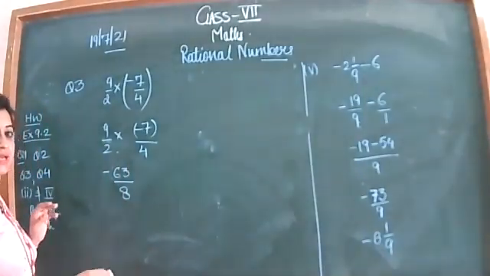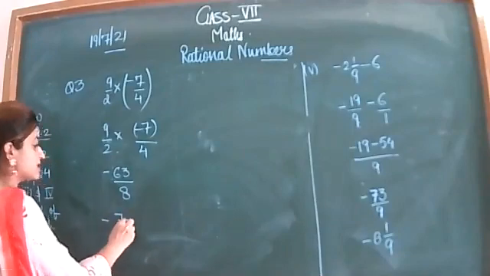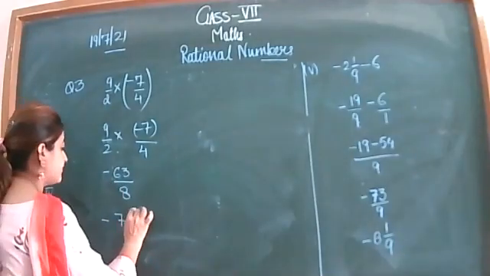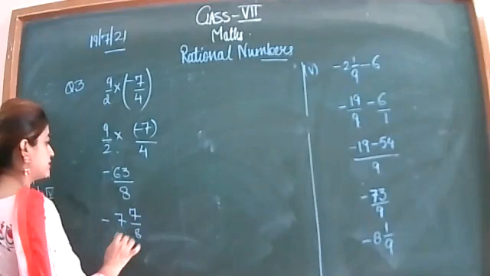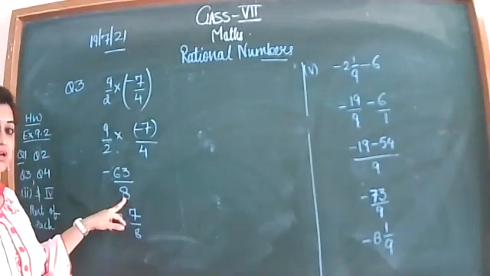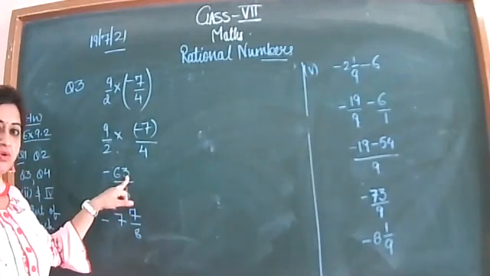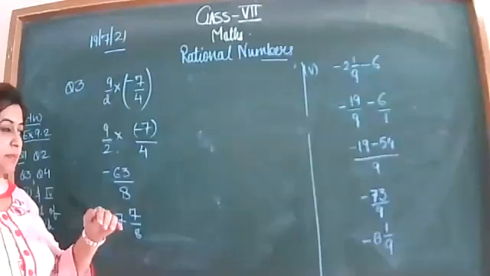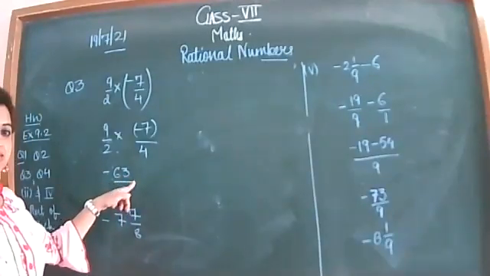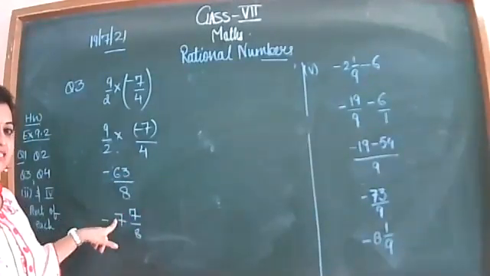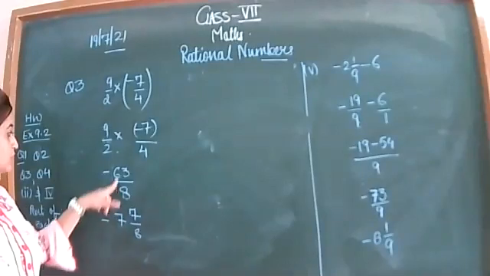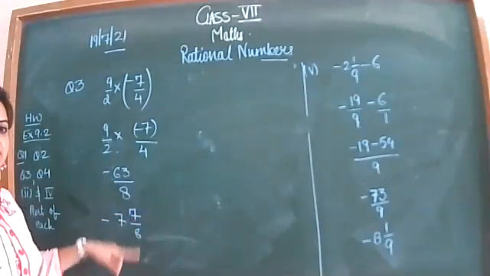Now divide them. 8 sevens are 56, 7 by 8. Actually 8 eights are 64, na? So this is less than 64, so you have to take a lower multiple. So 56 is less than 64. 8 sevens are 56. So 63 minus 56 gives 7.